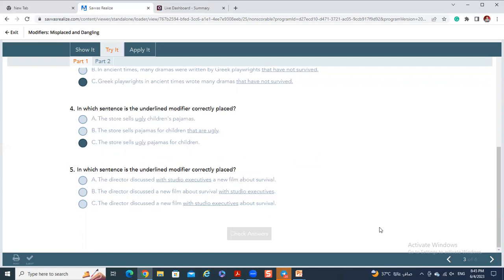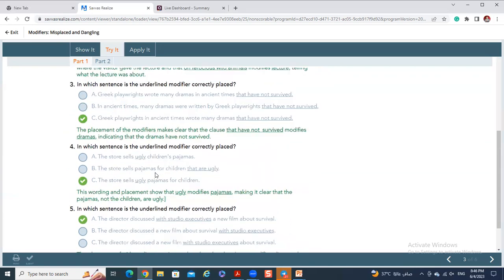The director discussed with the studio executive a new film about survival. The director discussed a new film about survival with studio executives. The director discussed a new film with the studio executives about survival. Which one is right? A. Let's find out if your answer is right or wrong. This, all of you are right.